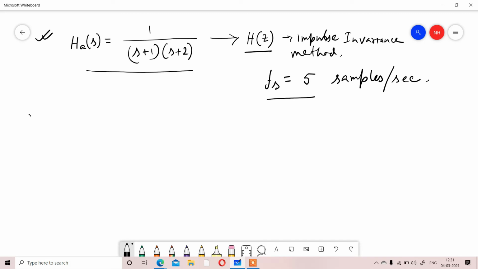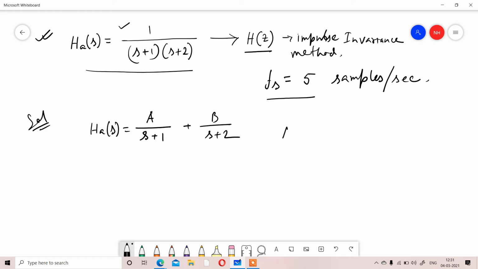Okay, so for that case you have Hs as that expression. What we are doing, simply we are using the partial fraction expansion method to separate these two expressions. Using the partial fraction expansion method, we can write a by s plus 1 plus b by s plus 2.